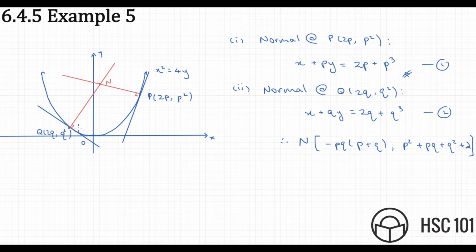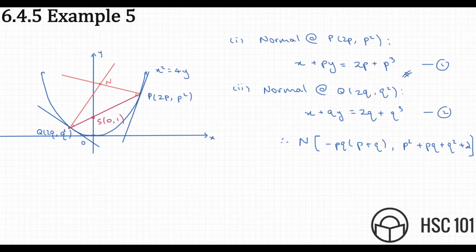So if I join the 2 points up, which looks like this, if PQ is a focal chord, it obviously passes through the point S. And in this case, where a equals 1, the focus is therefore given by (0, 1).